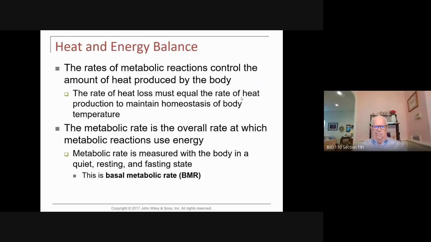BMR. The metabolic rate is the overall rate at which metabolic reactions that use energy occur. It is measured when the body is quiet, resting, or fasting. This is known as the BMR, the basic metabolic rate.